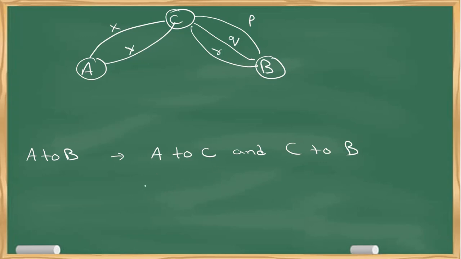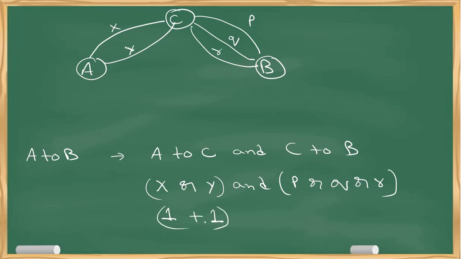So in A to C, what are the possibilities? Either I can travel through X or Y, and I can travel from C to B either by P or Q or R. So X is only one way, so I'm writing only one possibility. Y has only one way. Or means plus. I'm applying the counting rule. Similarly, P, there is only one route. Q is one route. R is one possible way, and applying plus. And represents multiplication. So 2 into 3. Answer is 6. So there are six possibilities of traveling.